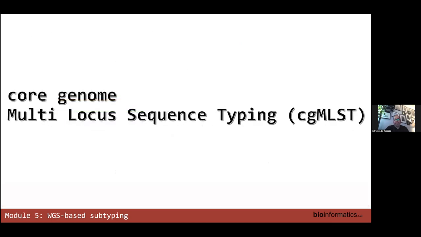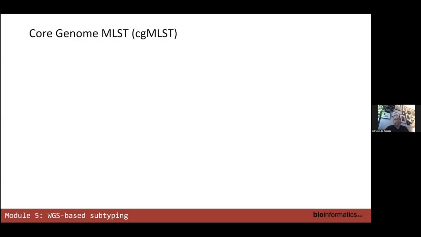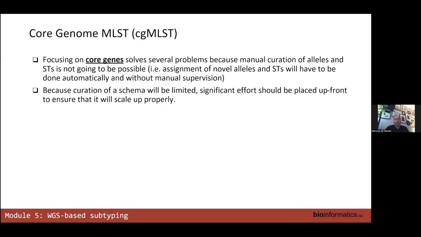So this brings me to cgMLST, or core genome multi-locus sequence typing. In core genome MLST, we're focusing on core genes because it solves several of the problems I was talking about. Especially in the context that in the olden MLST days, there were curators. You'd say, I think I found a new allele, and you'd send them an email and say, can you look at this allele and tell me if it's real? And a person would get back to you and say, yeah, I think that's a new allele, that's a new sequence type, let's make it so. That's not going to happen in a genomics environment. So it pays to get a lot of this sorted out ahead of time, and cgMLST is one of the ways to do it.